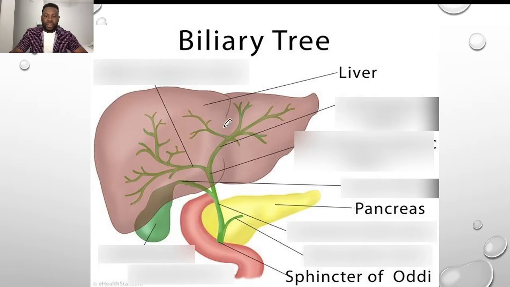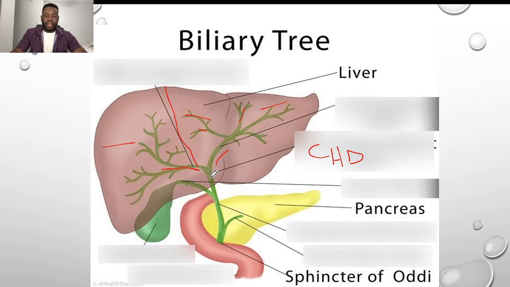So this is a biliary tree, and then we have small bile ducts here, and then they all unite. So this is half of the liver, the left side of the liver, and this is the right lobe of the liver. And so coming from here is the right hepatic duct, and this will be our left hepatic duct. They unite to form the common hepatic duct. So right and left unite to form common hepatic duct.